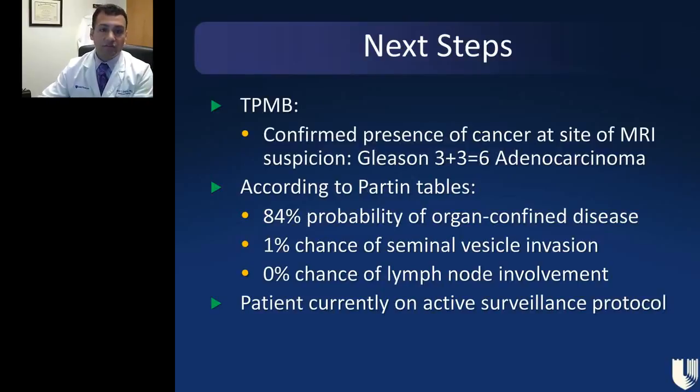This did in fact confirm that he has 3 + 3 = 6 adenocarcinoma in the area of suspicion, and the patient was placed on the Partin tables. Based on the Partin tables, he was deemed to have an 84% chance of organ-confined disease. My contention is that with a high-quality mpMRI, we can add that to this and feel really comfortable that this patient does have organ-confined disease. A 1% chance of seminal vesicle invasion, which again we felt the seminal vesicles were normal, and a 0% chance of lymph node involvement. So today this patient is on an active surveillance protocol, and is on it with confidence, both the patient as well as the clinician.